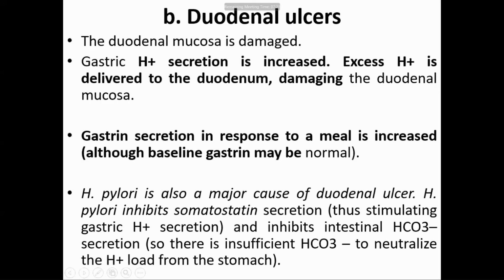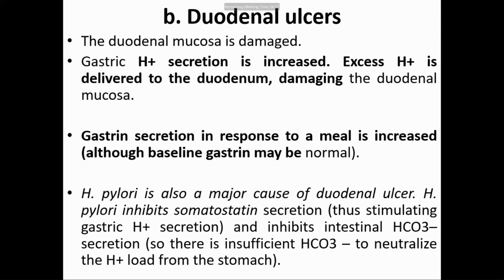Then another is the duodenal ulcer. In the duodenal ulcer, there is damage of the duodenal mucosa. The gastric hydrogen secretion is increased. Excess hydrogen is delivered to the duodenum, which is damaging to the duodenal mucosa. Gastrin secretion in response to a meal is increased, although the baseline gastrin is normal.